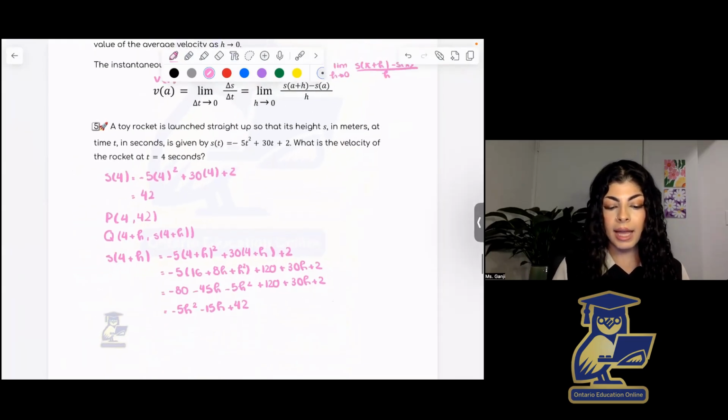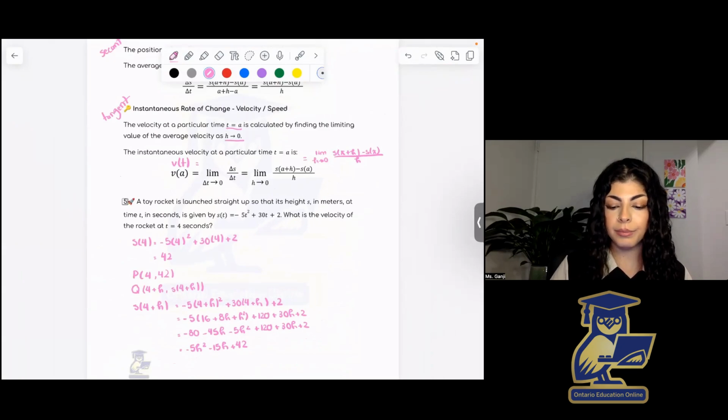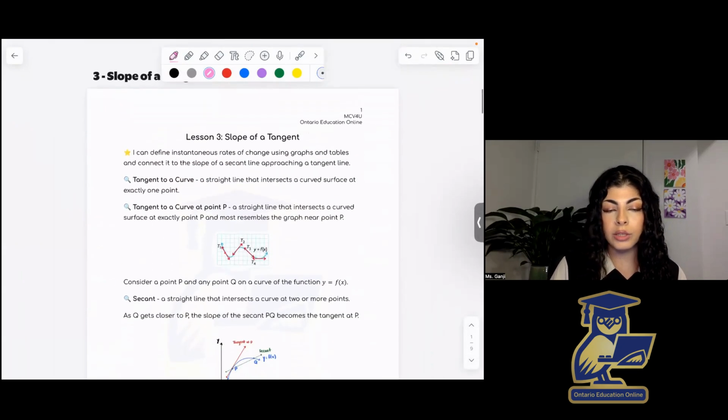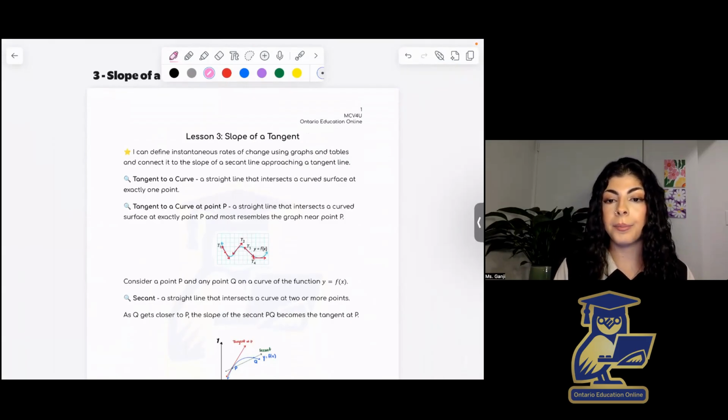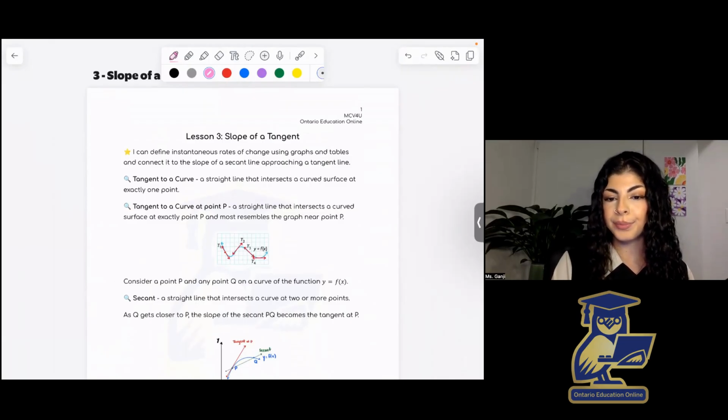And that is the end of our lesson 3 on slope of a tangent. You do have some practice problems at the end of this lesson to give you a try. You have done the practice set already, so just work on the practice set questions as extra practice. And as always, if you have any questions, please don't hesitate to reach out.